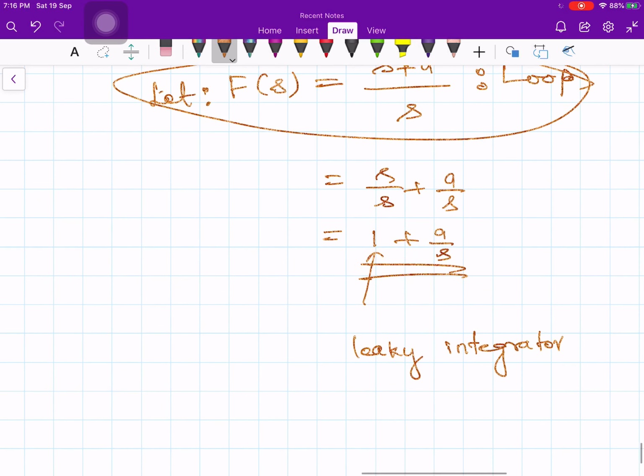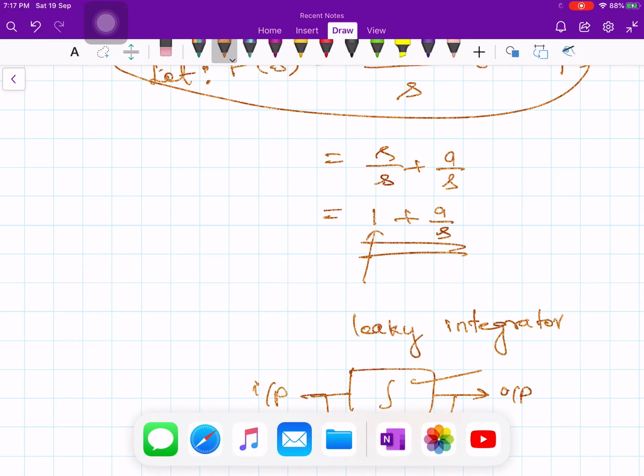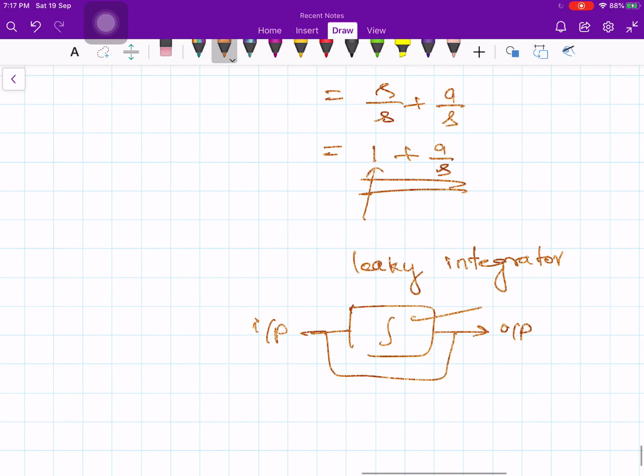So you have input, the input is given to the integrator, you will get output, and you have one more output also like this direct connection. So this is called a leaky integrator because it allows the input signal to leak through the output as well as the component that will come after the integration. So this is essentially what is called a leaky integrator.